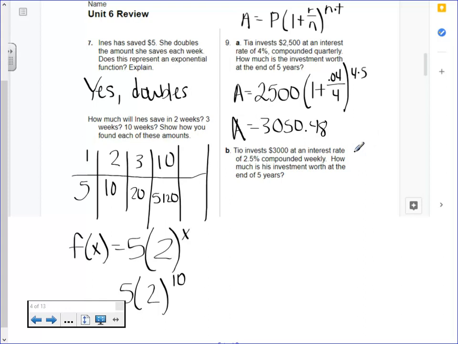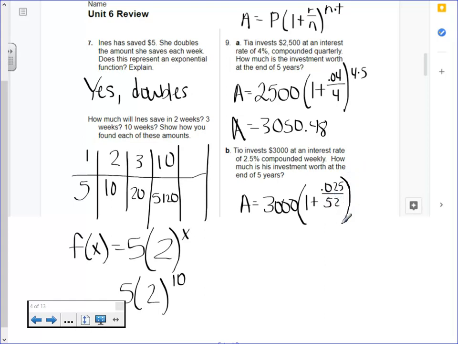Okay, now we have another compound interest problem, and here's our equation that we're using up here. Tio invests $3,000, so we know that our P stands for 3,000, our principal amount. But this time he has a different interest rate of 2.5%. Written as a decimal, it would be 0.025. But this time it says it's compounded weekly, so you have to know how many weeks are in a year. So that's the bottom number of my fraction, 52.